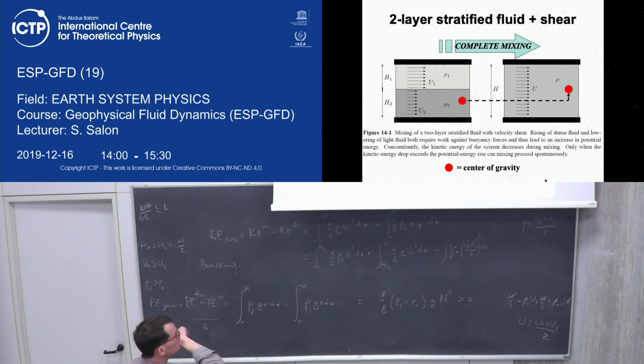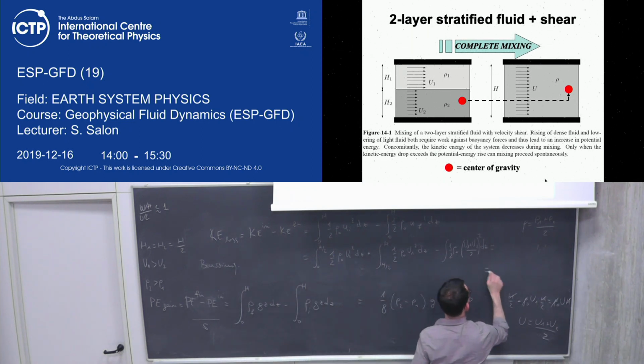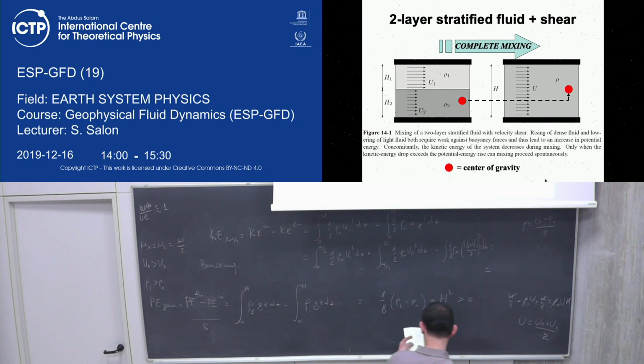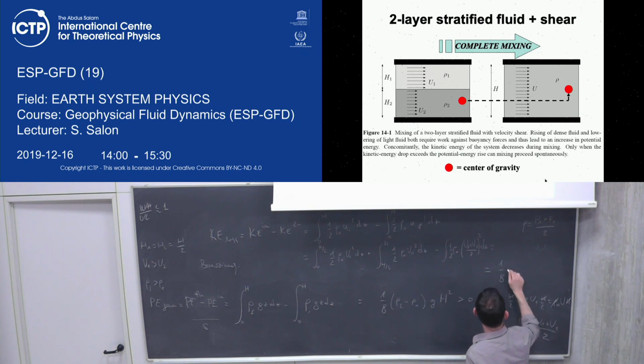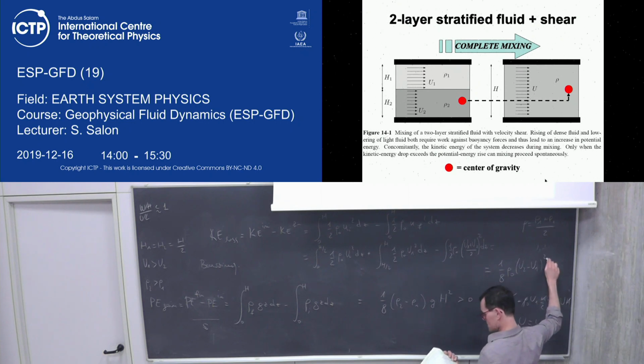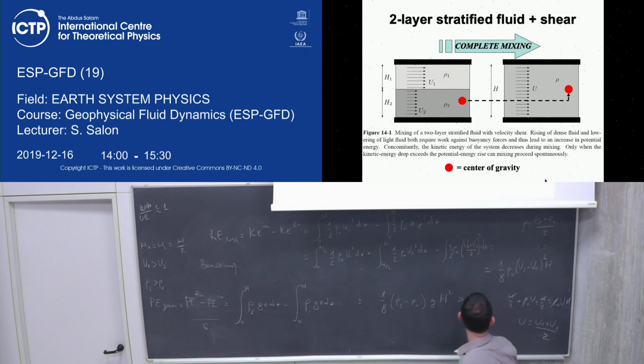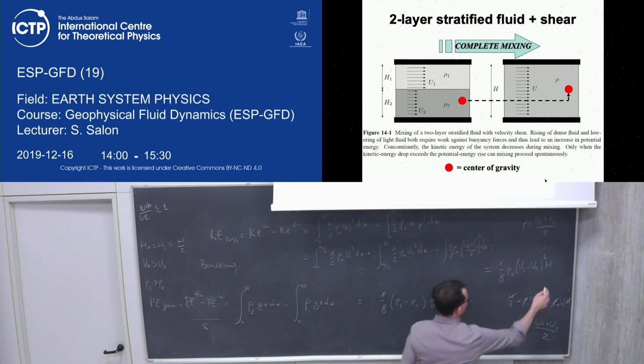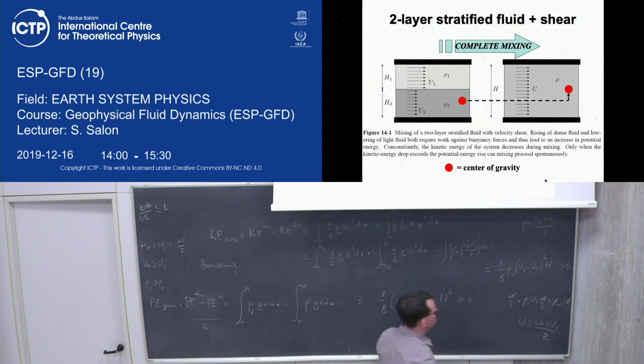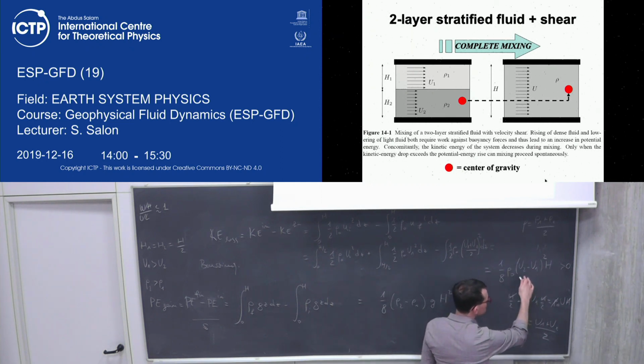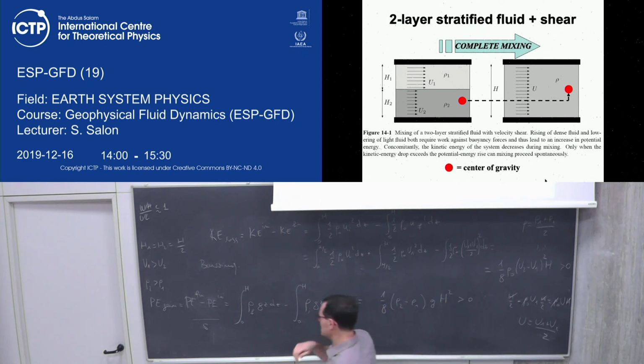And when we do all the calculation, what we obtain is that the kinetic energy loss is 1/8 rho 0 (u2 minus u1) squared multiplied by h, which is again always positive, because this is a square. Whatever u2 and u1 are, this is in any case positive.